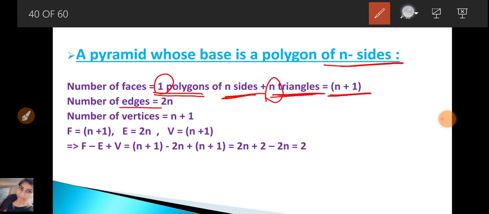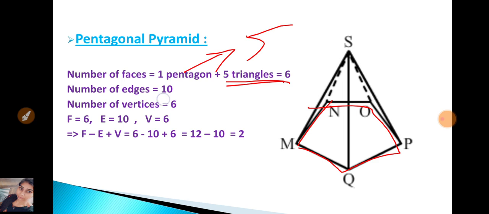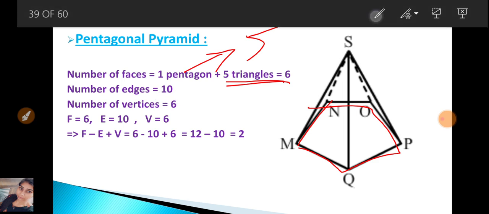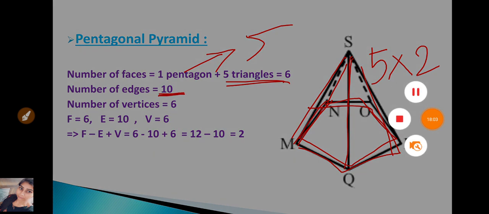Now edges. Let us relate again with the same one. Just see, 10 edges are there. How are you finding these 10 edges? How many sides are there in the pentagon? 5 sides. So each of the 5 sides is connecting with 1 more, so each side will be multiplied with 2, or you can relate with the same thing here.